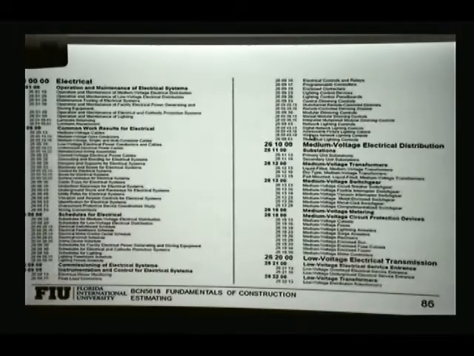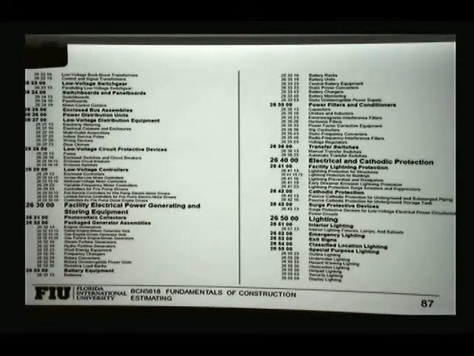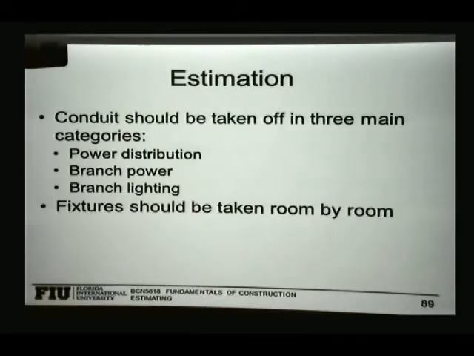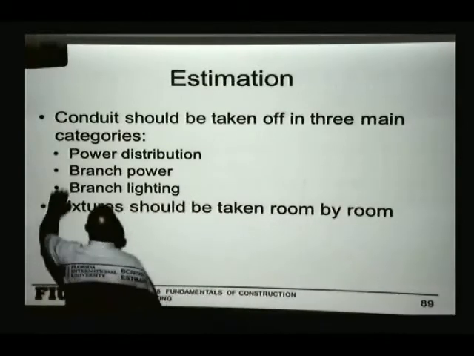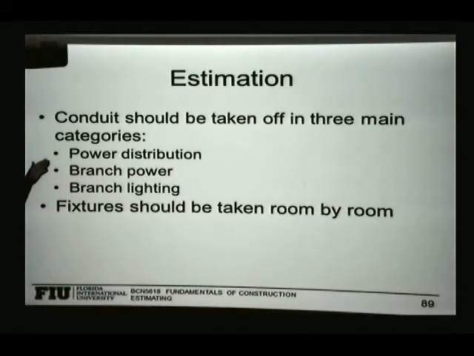Then we have electrical. Electrical has lights, switches, receptacles, and so on. Cables, all the cables that go into the system. You basically have three main different categories in electrical. You have power distribution. This is high voltage distribution into the building. Then it branches out to the different rooms. And then you have lighting, which has a different branch also.